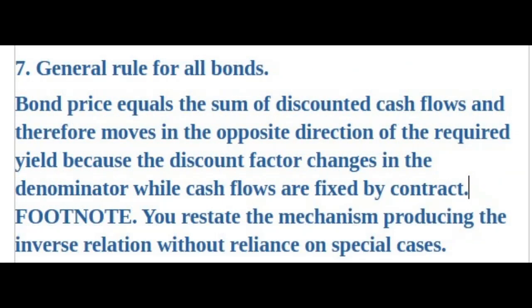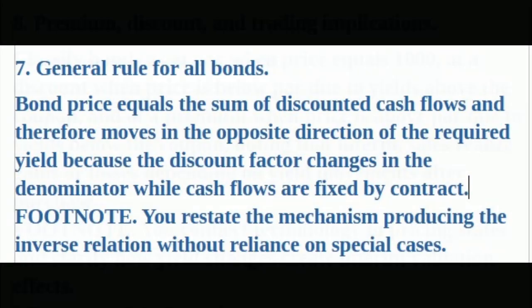7. General rule for all bonds. Bond price equals the sum of discounted cash flows and therefore moves in the opposite direction of the required yield because the discount factor changes in the denominator while cash flows are fixed by contract. Footnote. You restate the mechanism producing the inverse relation without reliance on special cases.